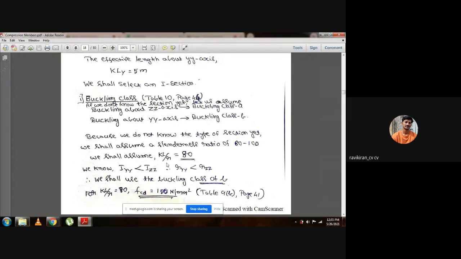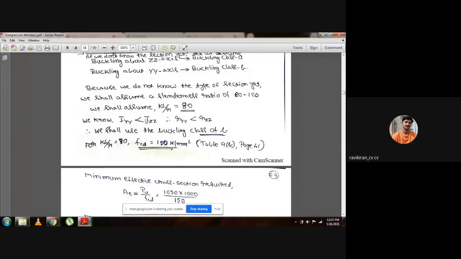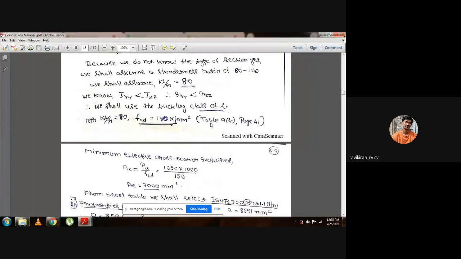Shall assume KL by R value as 80, so that IYY is less than IZZ. Obviously, then the radius of gyration RYY will be less than RZZ. We shall use the buckling class of B. Then what happens? FCD value for this 80 value. If you open table 9B of IS 800, page 41, KL by R value we have assumed 80. For that directly you can get the value of FCD, that is 150 Newton per mm square, corresponding to yield strength of 250.